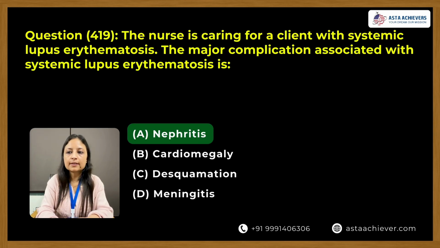Question number 419. The nurse is caring for a client with systemic lupus erythematosus. So the major complication associated with systemic lupus erythematosus is: option A, nephritis; option B, cardiomegaly; option C, desquamation; and option D, meningitis. So option A, nephritis, is the correct answer. The major complication of SLE is lupus nephritis, which results in end-stage renal disease.